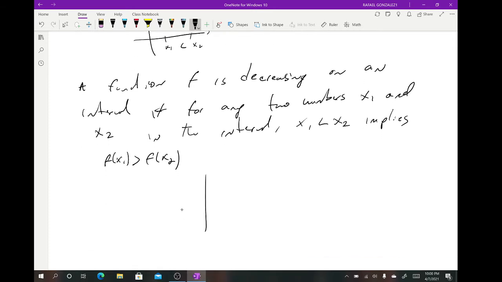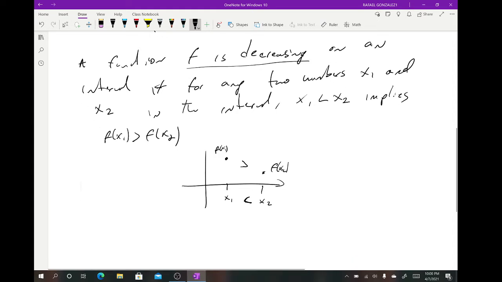So what this means is the following. Again, let's say we have x1 and x2. Now let's say f of x1 is here. Let's say now f of x2 is here. Well, here x1 is still less than x2. However, f of x1 is now bigger than f of x2. So that's what we call a decreasing function.